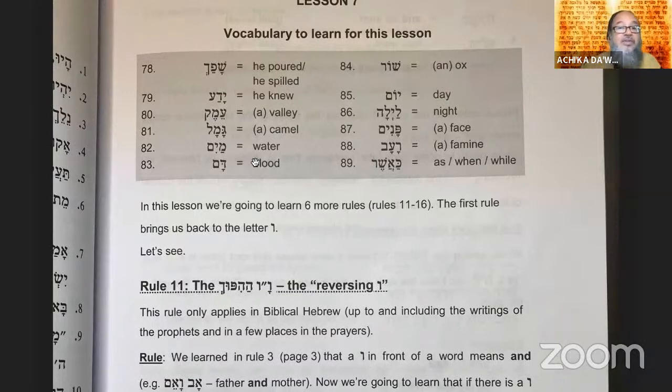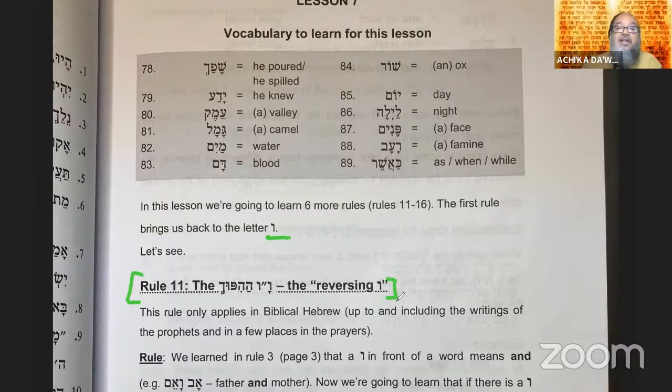All right, so you're correct. It means and. Okay, A and D. Means and. And you know that it's a temp. Today, rule number 11 is going to tell us a little bit more information about the wa.